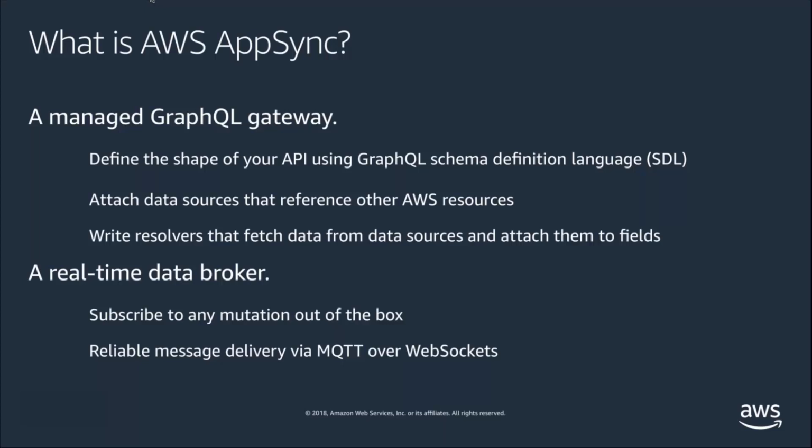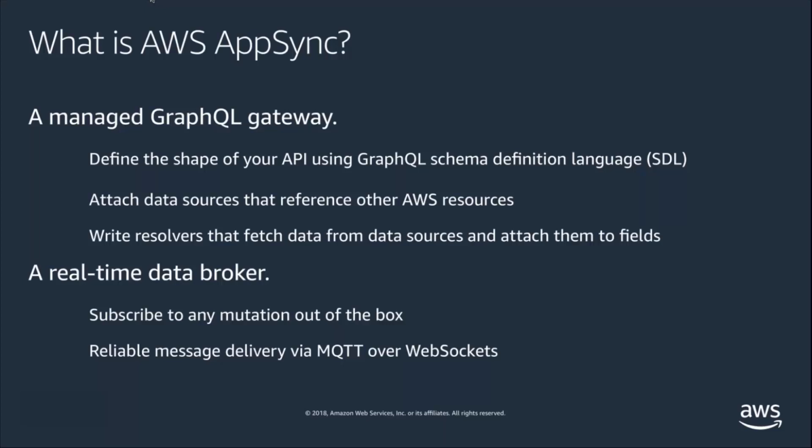When you're building on AppSync, there's a few different things you have to do. The first thing is you have to define the shape of your API using the GraphQL schema definition language. After that, you're going to attach data sources that reference other AWS resources in your own customer account. And last, you're going to write resolvers that act like functions that resolve information from GraphQL by pulling information out of your existing data sources.